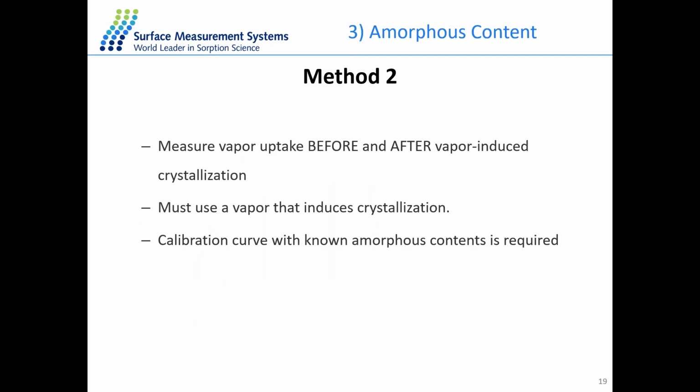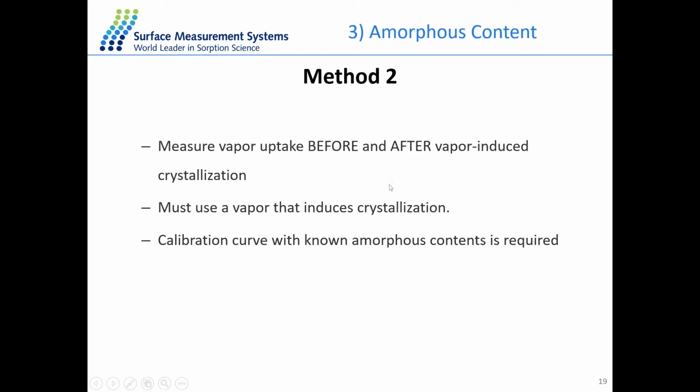The previous one is the ramping method. We can get the glass transition of the sample. And with the DVS method, we can also measure the amorphous content inside the sample. And we have a very special method here. It's a method based on the vapor uptake before and after the vapor-induced crystallization.